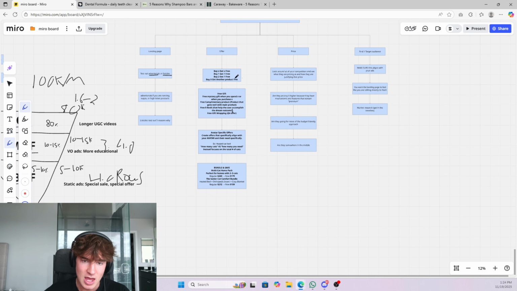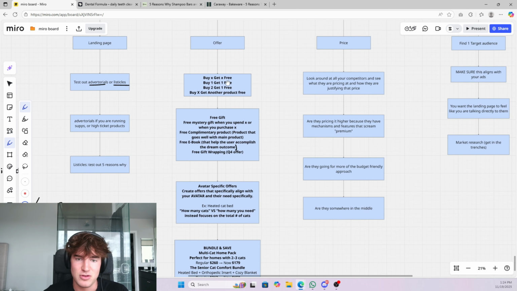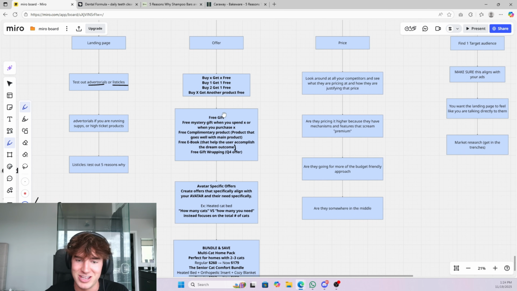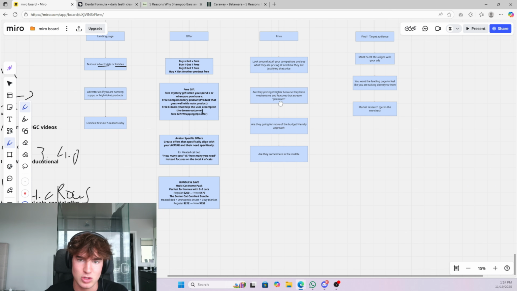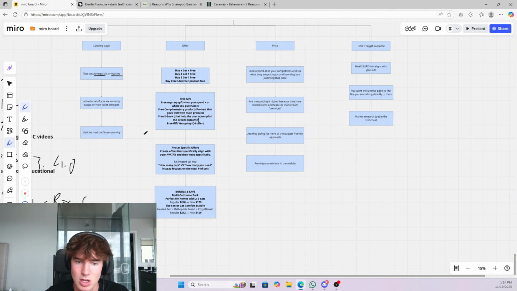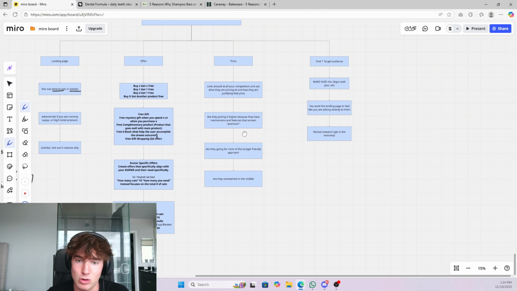Obviously make sure it's working with your COGS. If you have a really expensive product, buy one, get one free isn't going to work. Make sure that your product's COGS makes sense with the offers you're trying to run. Always be checking your break-even ROAS so you don't get to a point where you're just frying your margins. Always make sure that it is compatible with your COGS.